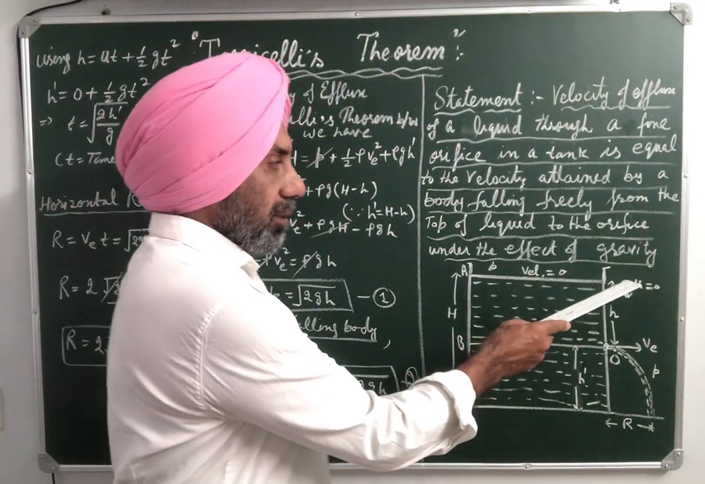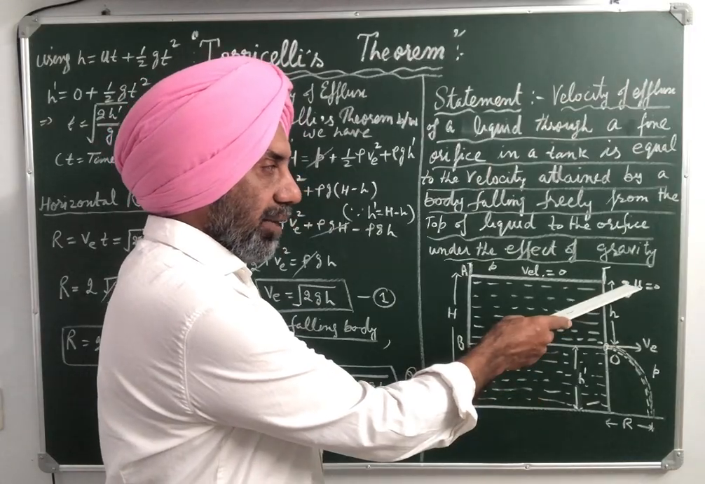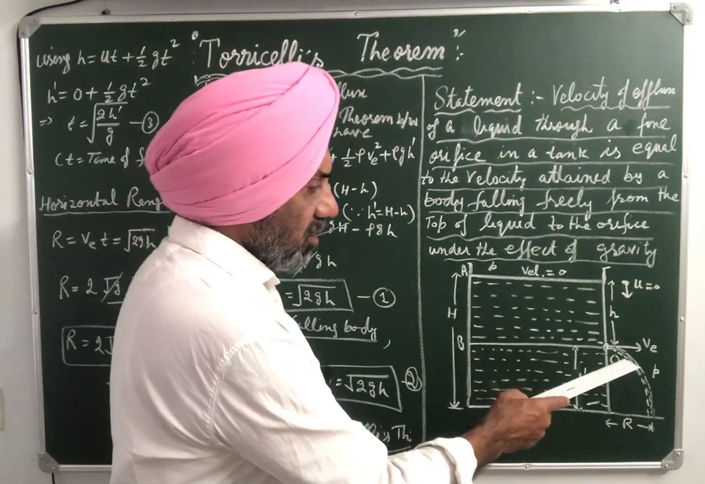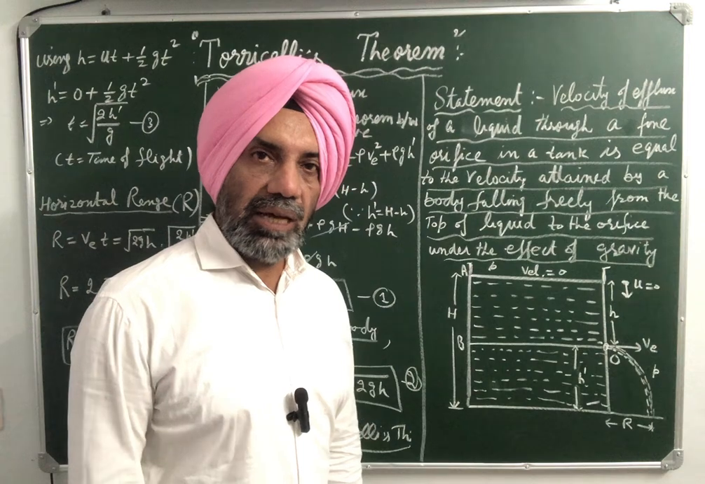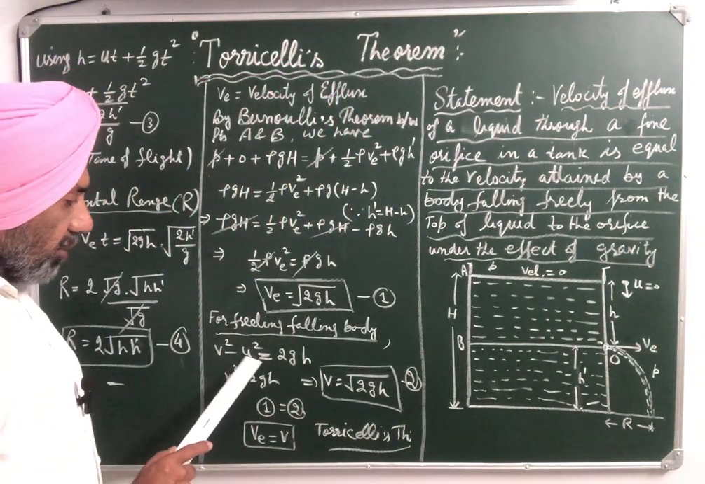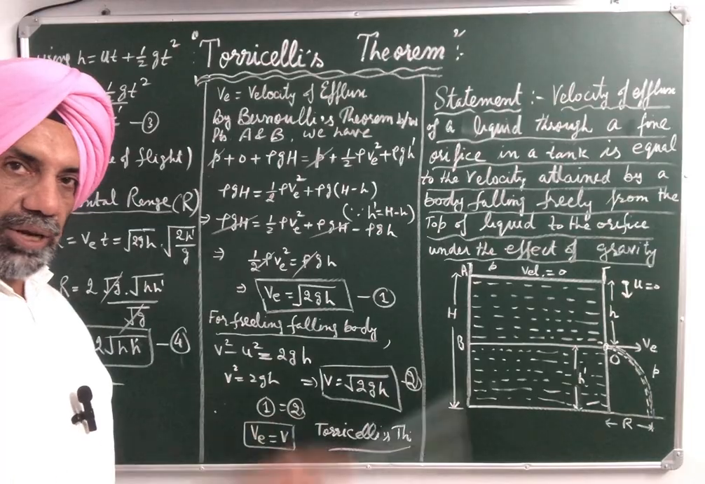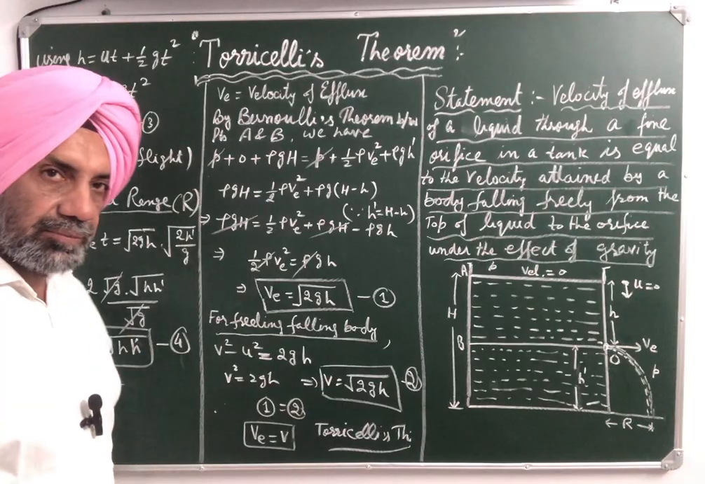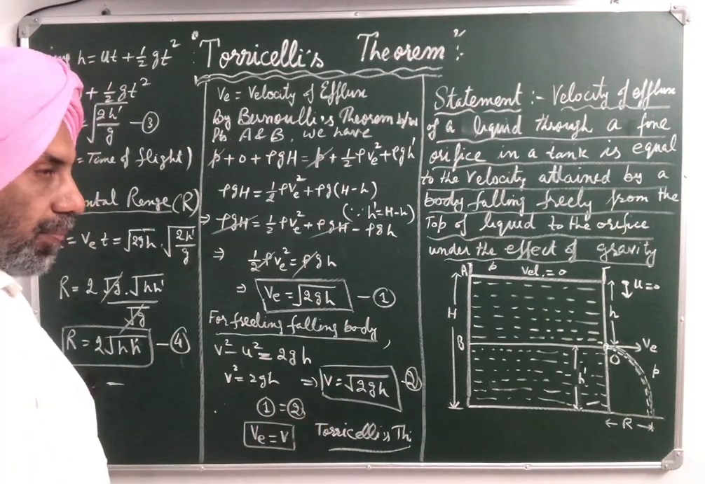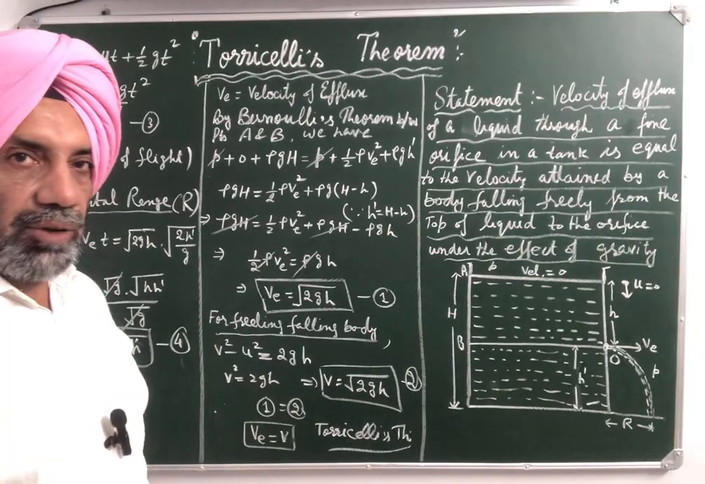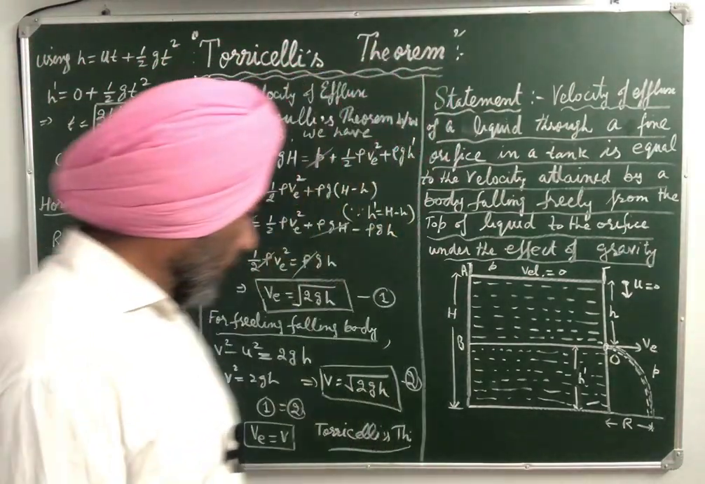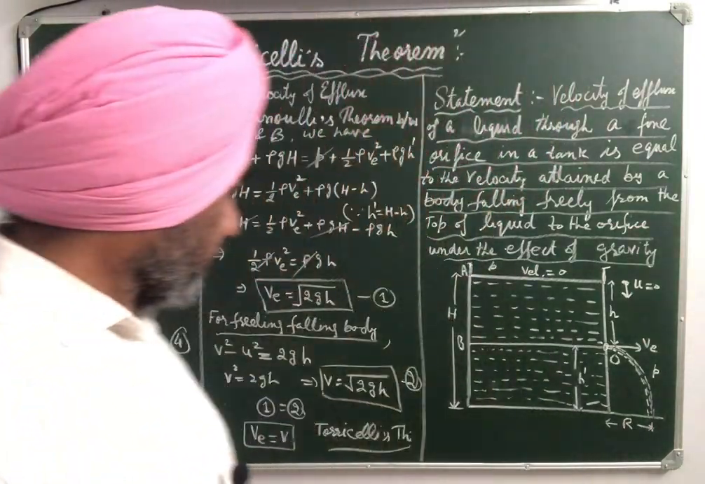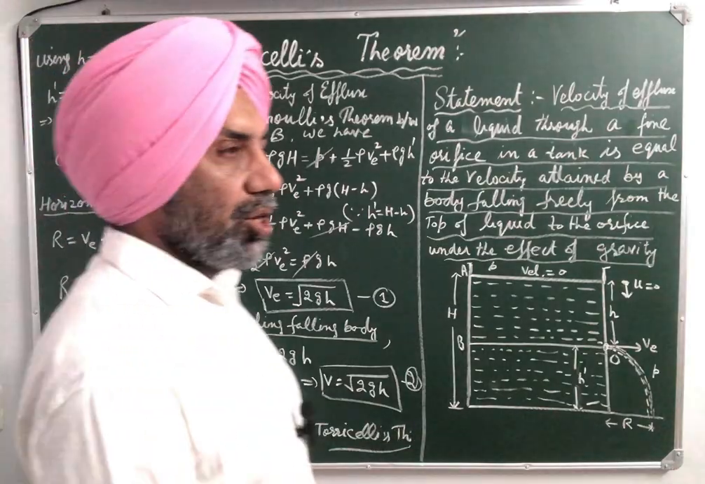Now suppose a body falls freely under the effect of gravity from the top of a liquid. When the body falls freely, the initial velocity is 0, and suppose it attains velocity v by reaching the point O. Then using v square minus u square is equal to 2gh for the freely falling body, we have v square minus 0 is equal to 2gh, or v is equal to under root 2gh. So equations 1 and 2 are the same. This means the velocity of efflux of a liquid or fluid through an orifice is equal to the velocity attained by a body falling freely under the effect of gravity. This is nothing but Torricelli's theorem.